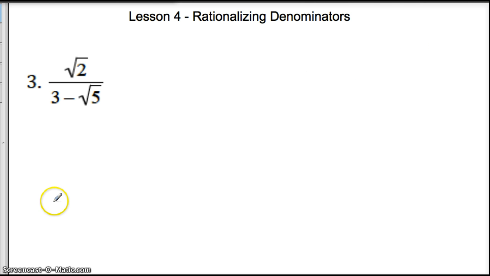This one's a little trickier. The way to do this, and you have to remember this concept, is to multiply by the conjugate. Try to remember what a conjugate is. I'll just tell you. It's when you change the middle sign. Okay? That's all it is. Remember, like a man and a woman?